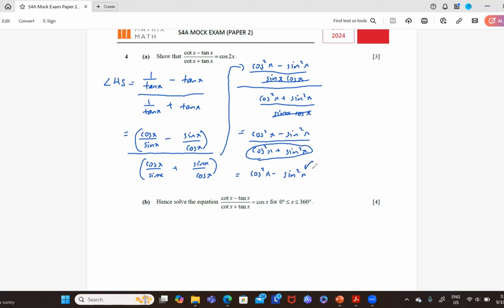This one over here, we can now change it, so this will now become 2 cosine squared x minus 1. Now take note, this is a double angle. From x, it becomes 2x. So you have to refer to your formula sheet, which will tell you that this equals cosine 2x. And you just conclude saying that this equals the right-hand side.